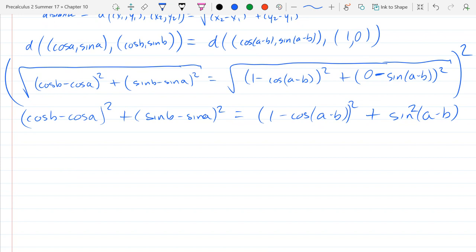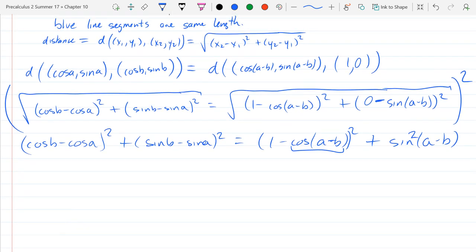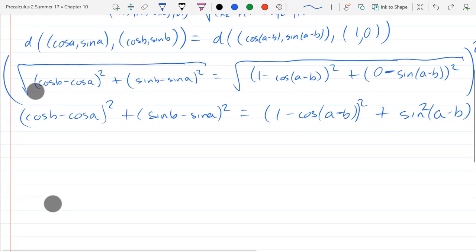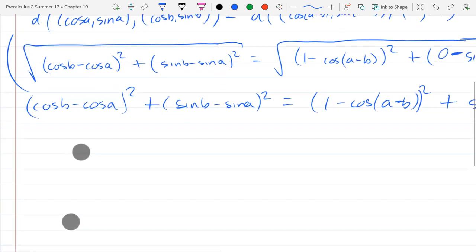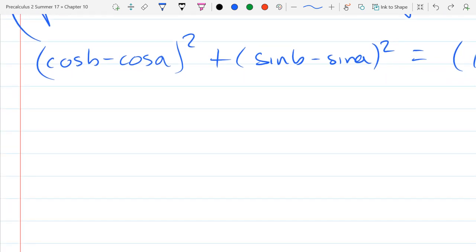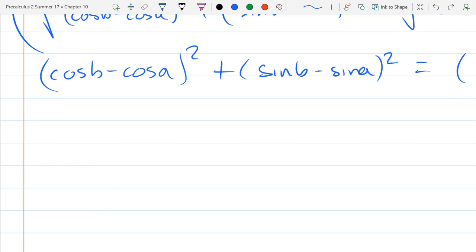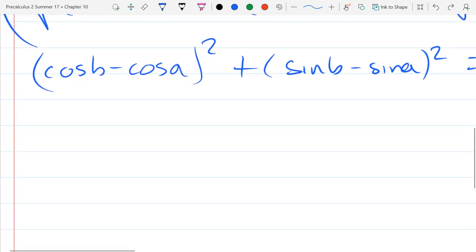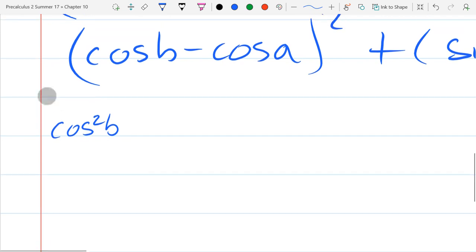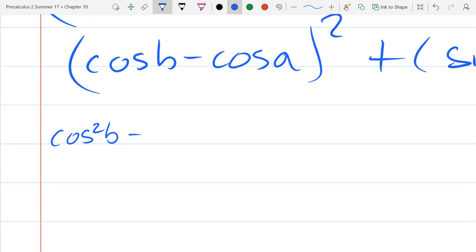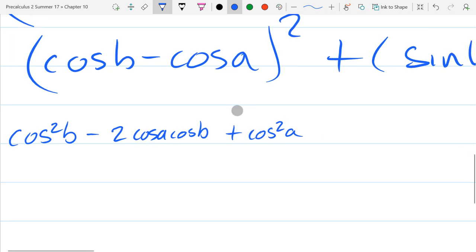All right, now I have a lot of foiling to do. And make sure what I'm underlining is a single unit, so it's not going to be distributed apart. So let's go foil left to right. I'm going to zoom in a little bit here. I'm going to write smaller so I can hopefully fit this on here. So that'll be cos squared b minus, now we're going to get an inside-outside term, and they're going to be the same. So that's our first foiling.